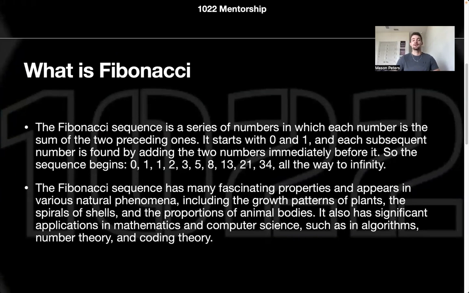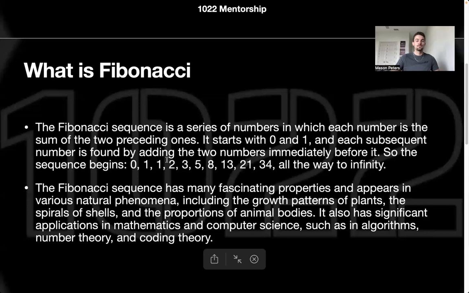So if you've never heard of Fibonacci before, maybe you have. It is a sequence and a series of numbers in which each number is the sum of the two preceding ones. So it starts with 0 and 1, and each number is found by adding the two numbers before it. So for example, we start at 0, and then we go up to 1. So 1 plus 0 is 1. 1 plus 1 is 2.